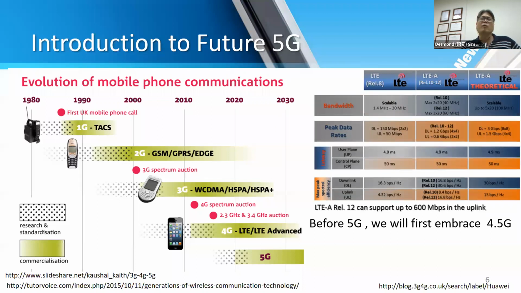If you look at 5G technology, you have to realize that we first have to embrace 4.5G, which is LTE Advanced Pro. At the moment, we're still running LTE Advanced Pro. It is only in June this year that 5G is actually being implemented, but only on sub-6 GHz and not in millimeter wave. Later on, I'll explain what sub-6 GHz and millimeter wave are for 5G.